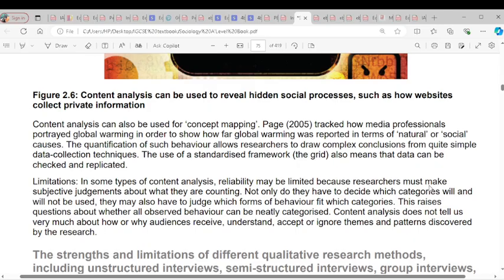And the use of standardized framework also means that the data can be checked and replicated. Because it's content analysis, it needs to be standardized. It needs quality. You can't just come up with things that are not real and you want people to believe it is real. So whatever content you create, it has to be based on the scenario or standards.